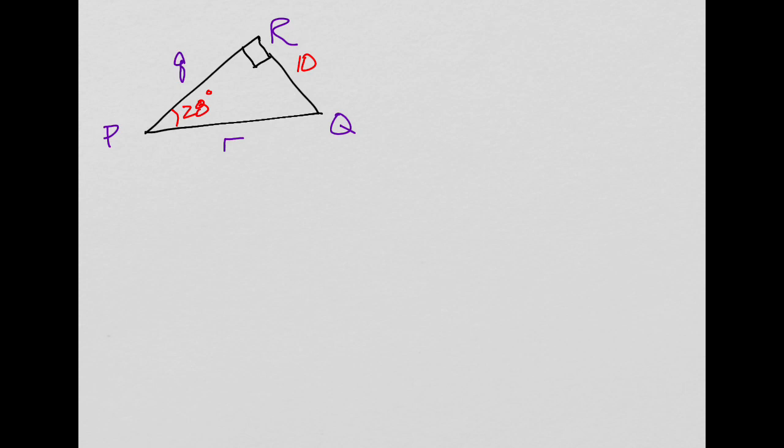So I'm going to pick a tangent, since tangent is the trig function that uses the opposite side and the adjacent side. And we can say tangent of that angle, 28 degrees, is opposite over adjacent. We know everything but Q, so we should be able to solve for Q.